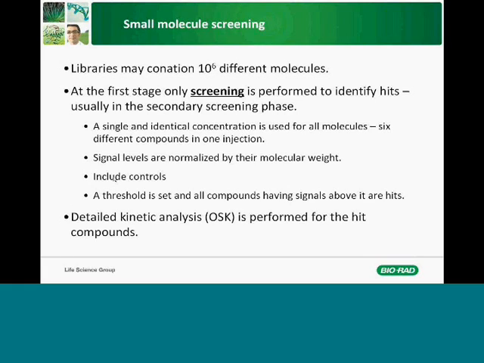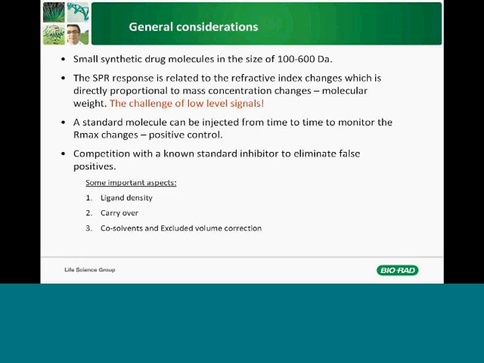So, general considerations to take into account: small molecules of course can be in the size of 100 Dalton and above, but also below. And remember that's the challenge here, because the SPR response is proportional to changes of mass concentration over the surface. So a small molecule has a low mass, and it will generate a small signal. To overcome it, you need to immobilize a lot of ligands, and therefore have more binding sites, so more small molecules can bind, and the signal will be increased.